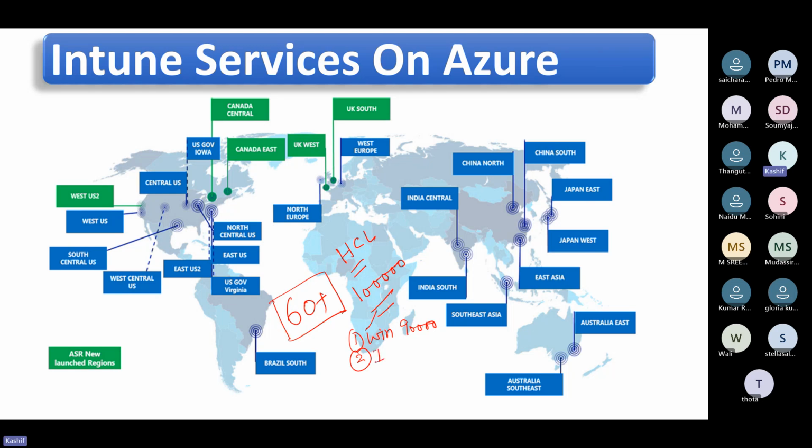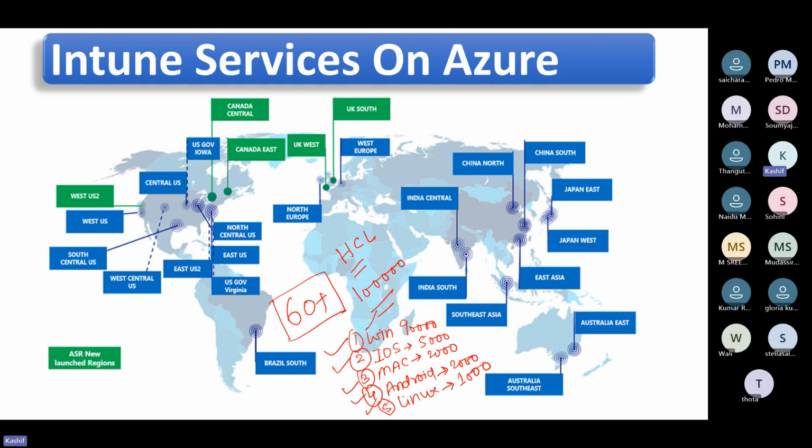Then we have iPhone, for example 5,000 devices. Then we have MacBook, okay? Mac operating system, 2,000 devices. Then we have somewhere around 2,000 Android devices, okay? And 1,000 Linux devices. So Intune is gonna help you manage all these devices: 90,000 Windows devices, 5,000 iOS, MacBook, Android, Linux.